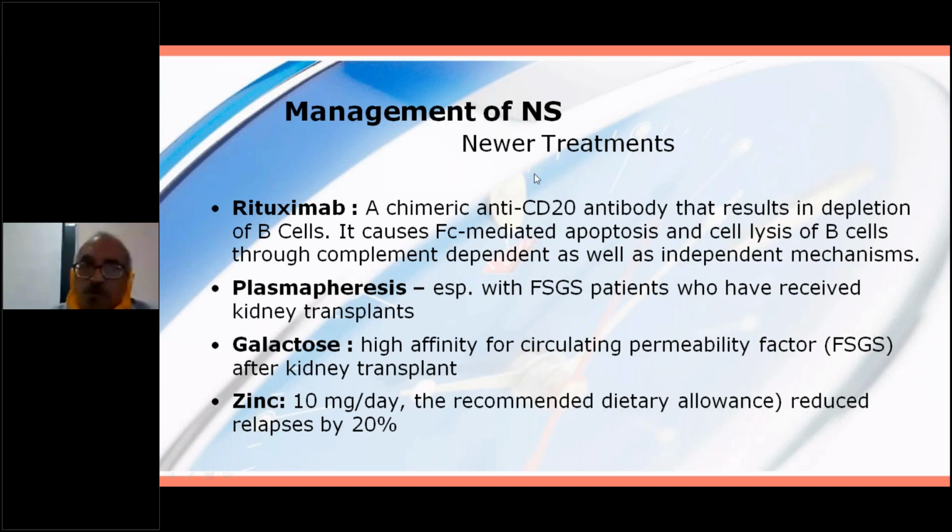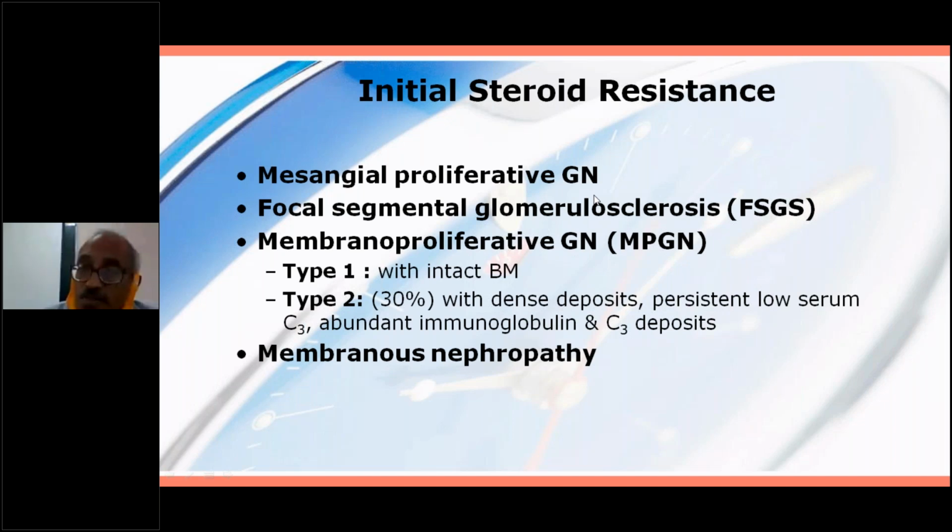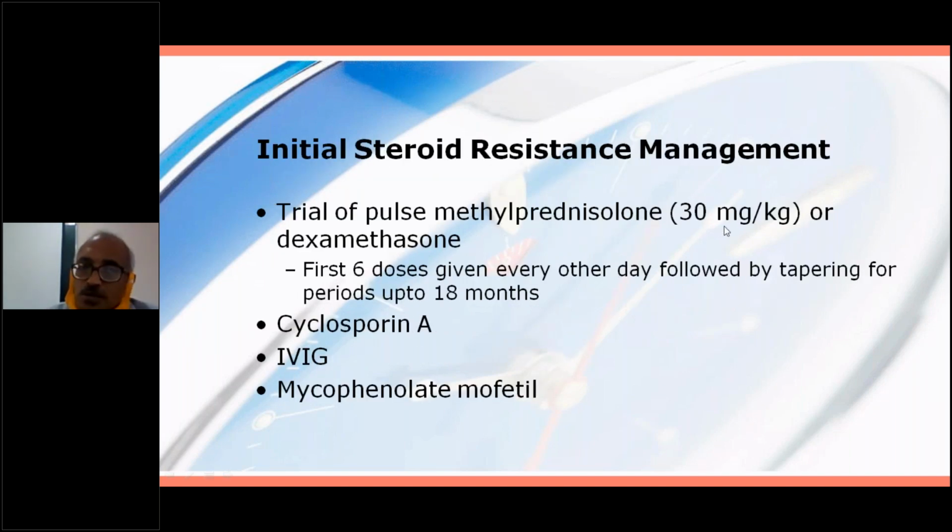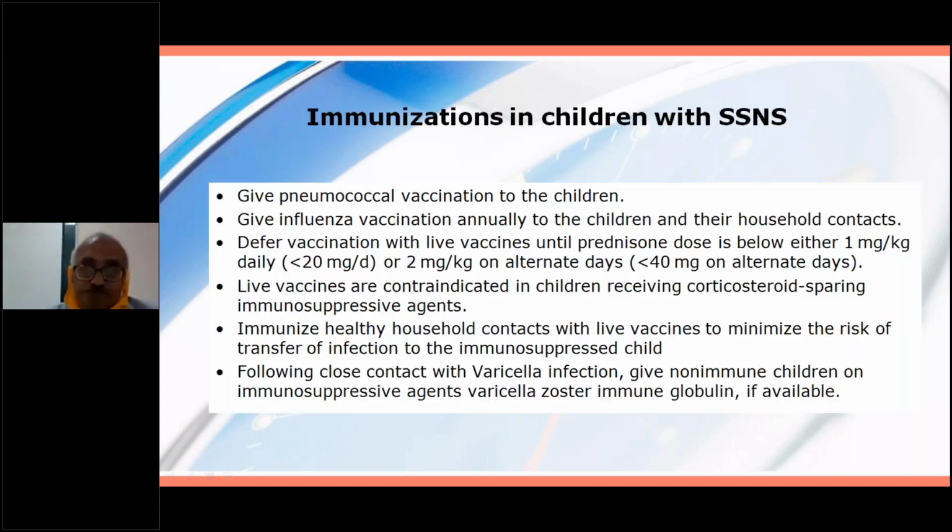Zinc supplementation is advised to prevent various complications, especially 10 milligrams per day. And one segment we didn't discuss at all is initial steroid resistance. Especially it happens in pathological forms, abnormal forms actually. So a trial of methylprednisolone therapy may be necessary, cyclosporin A, intravenous immunoglobulin, and mycophenolate. These are the drugs for initial steroid resistance.